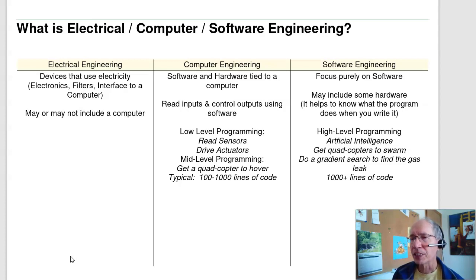Software engineering focuses completely on software. A little bit of hardware involved, but mostly software. If you deal with high-level programming, like artificial intelligence, getting a quadcopter to swarm, doing gradient search to find the gas leak in a field, that'd be software engineering. So this course kind of covers all 3 of those.